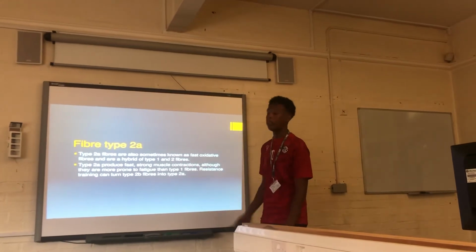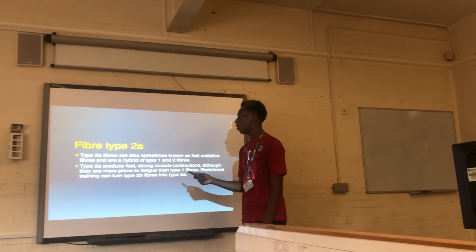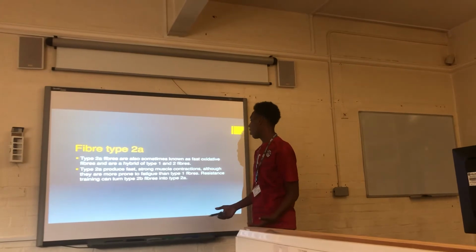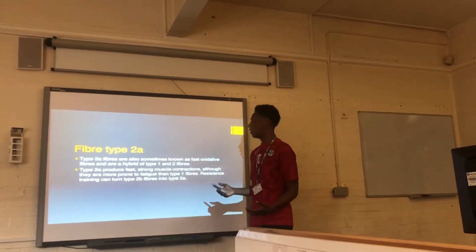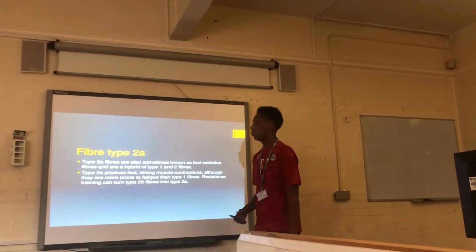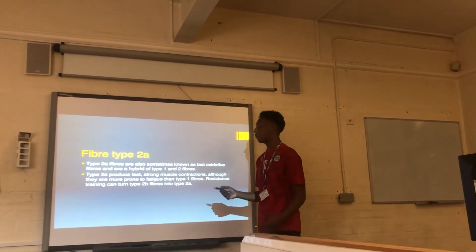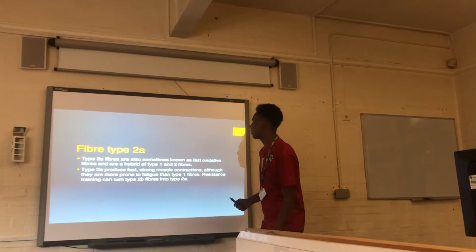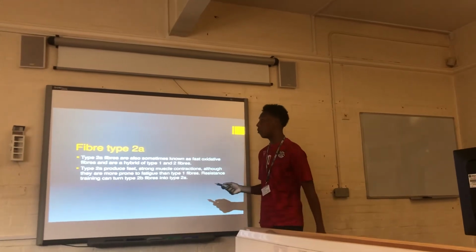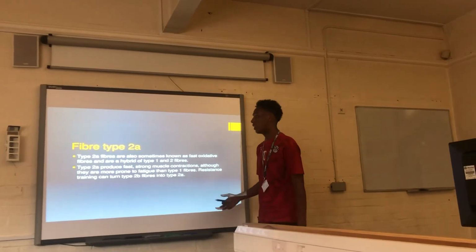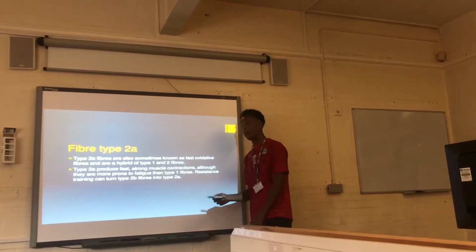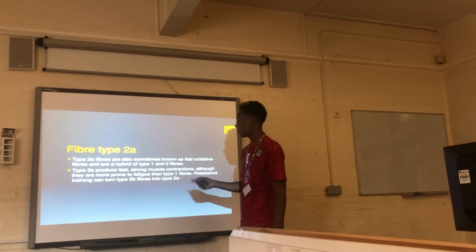Fiber type 2A. Type 2A fibers are also sometimes known as fast oxidative fibers and are a hybrid of type 1 and type 2. Type 2A produce fast, strong muscle contractions, although they are more prone to fatigue than type 1 fibers. Resistance training can turn type 2B fibers into type 2A.